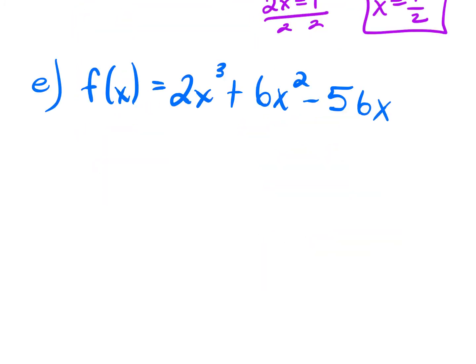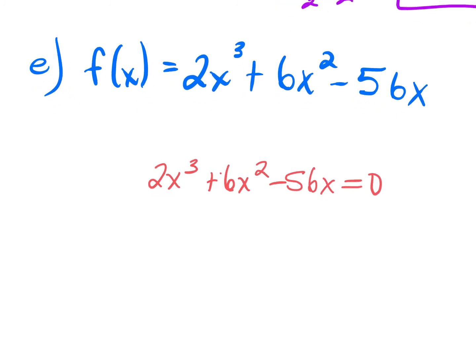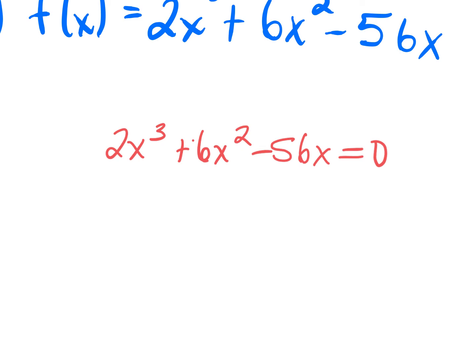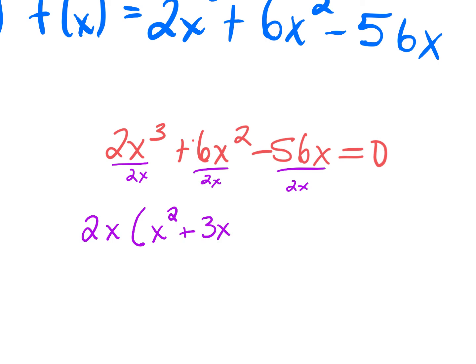All right, how many answers should I have? 3. All right, so the first thing you ask yourself, guys, when you're factoring, well, let's write it out first. 2x cubed plus 6x squared minus 56x equals 0. What's the first thing we ask? Is there a GCF? Yes. What? 2x. Divide everything by 2x and see what happens. I'm left with x squared plus 3x minus 28. Agreed? Yes.